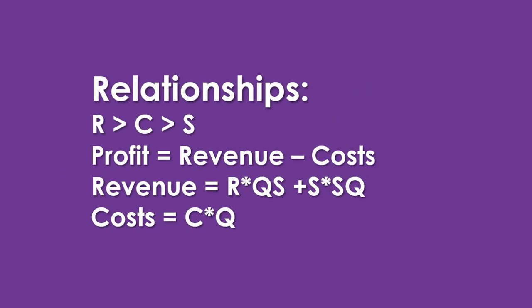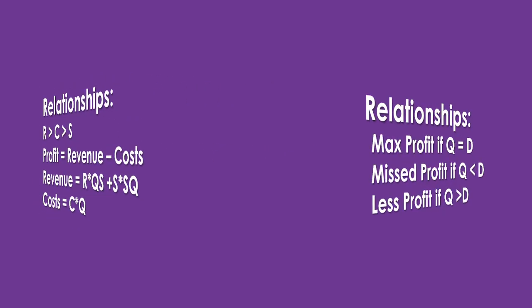To build a model, we need some basic relationships defined. Logically, R must be greater than C, which must be greater than S if anything is to make sense. And as usual, profit equals revenue minus cost. Revenue in this problem is equal to R, the price that he can sell the papers for, times the quantity sold, plus the surplus price times the surplus quantity. And cost is equal to the cost of the paper C times the quantity he buys Q.